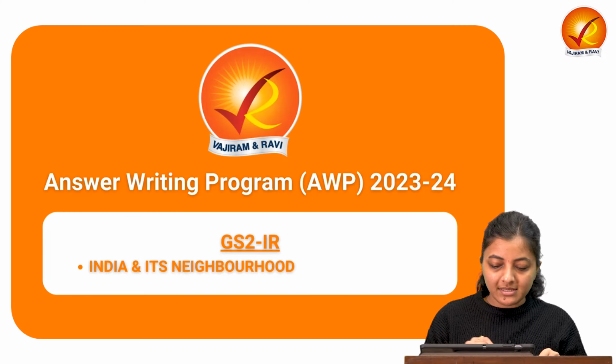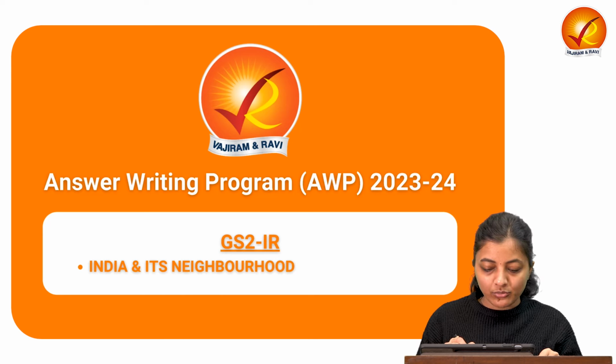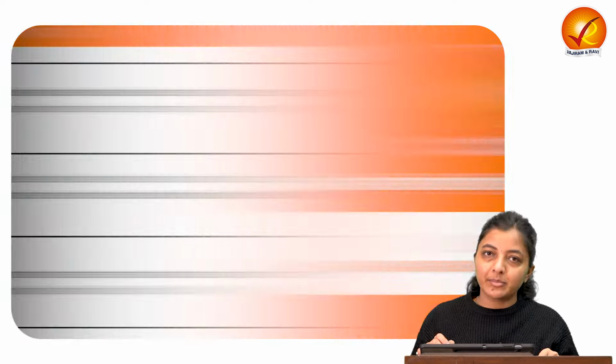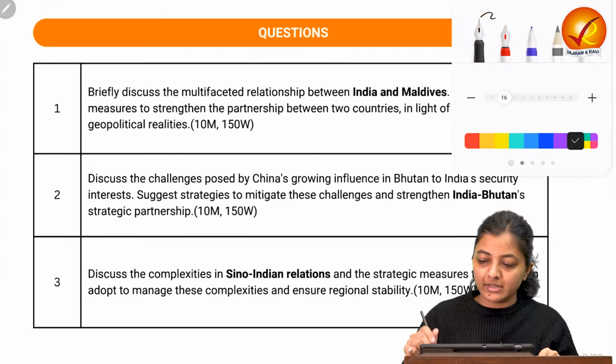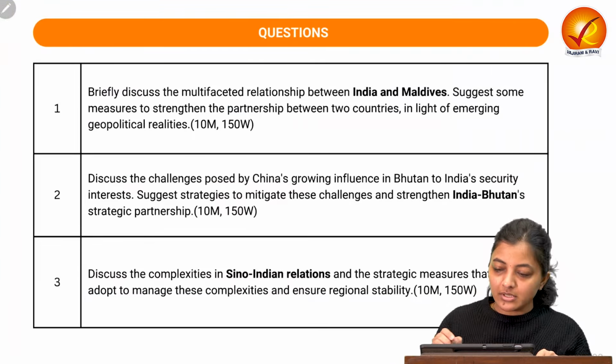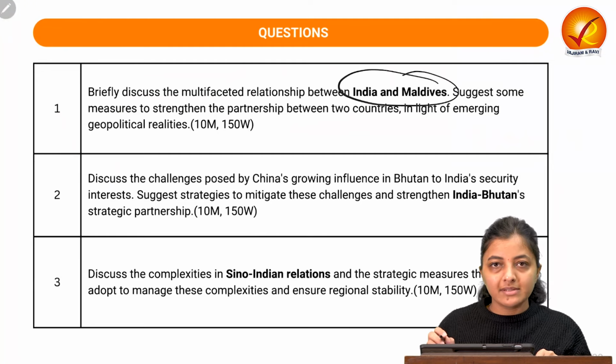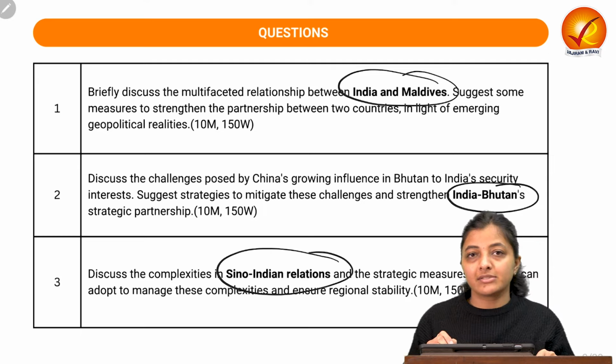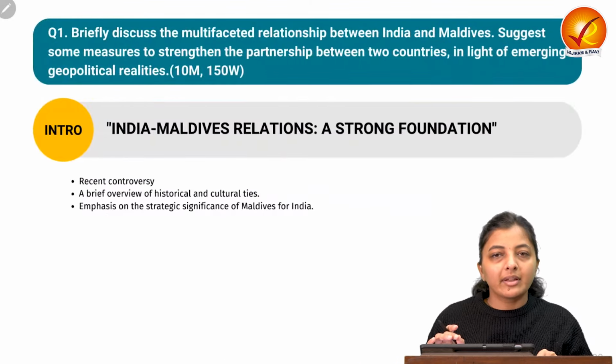Today we will be discussing 3 questions from GS2 International Relations, and the topic would be India and its neighborhood. Let's take an overview of all the 3 questions. The first question is about India and Maldives relation, the second is about India and Bhutan's relation, and the third is about India and China's relation. Let's start one by one.